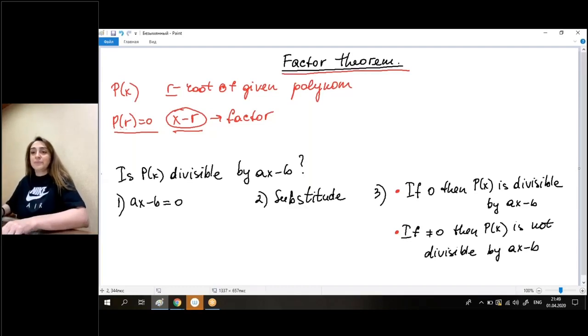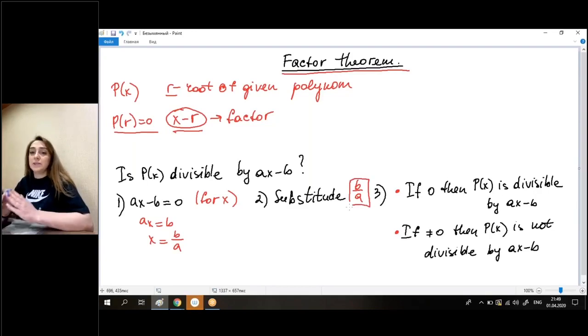Now, in order to determine whether p of x is divisible by ax minus b, we first need to solve the equation ax minus b equals 0 for x, and we will get ax equals b, x equals b over a. Then the second step, we must substitute b over a in place of x in our polynomial. And the third step: if the answer is 0, then p of x is divisible by ax minus b. But if the answer is not 0, then p of x is not divisible by ax minus b.